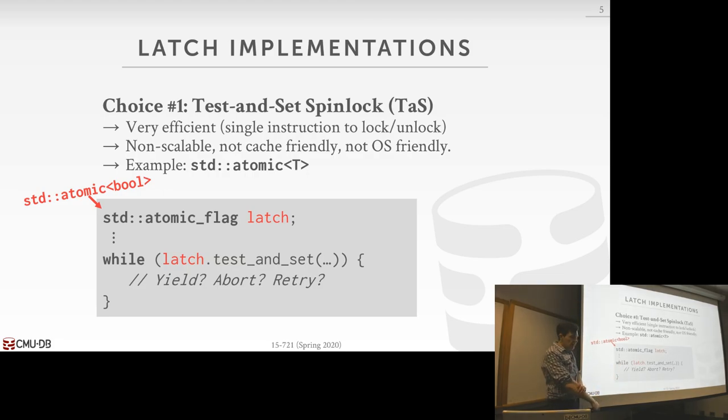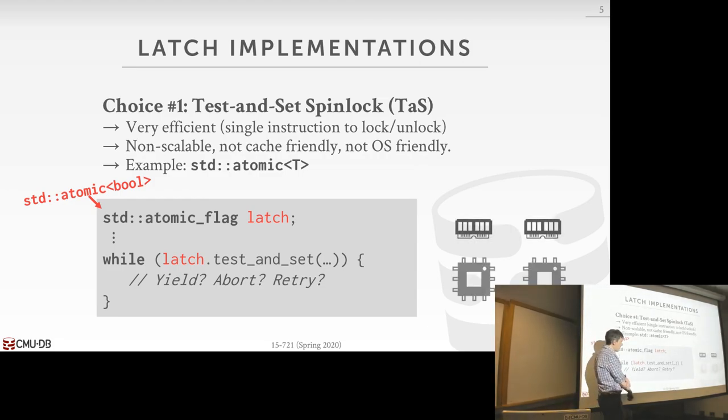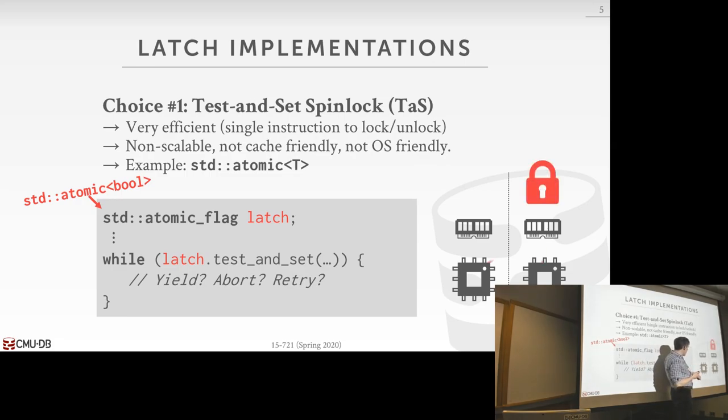So if you ever see a spin latch in our system now, it's essentially doing this. But one of the downsides is that it is not very cache friendly. What I mean by that is, say I have two threads running on separate sockets, and there's some latch they both want to acquire. Say it is held by another thread, then these guys are just going to spin and keep calling test-and-set over and over again, trying to acquire it.